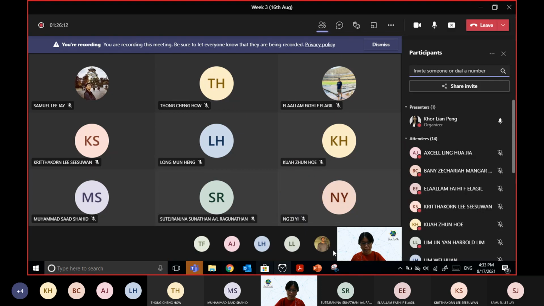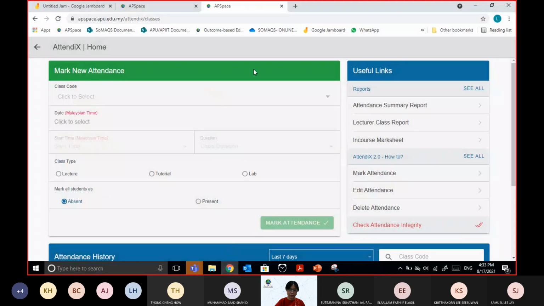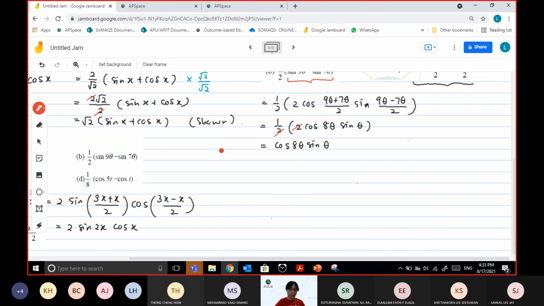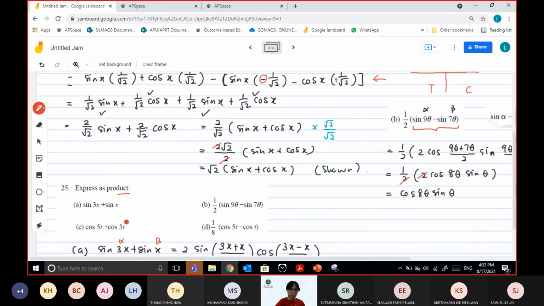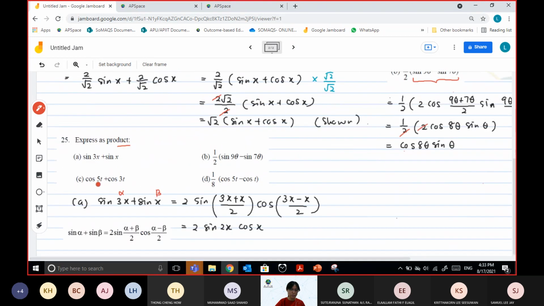Then let us continue. So this one is already done. Can I have another two students to show me the solution for C and D? Or if you can give me the final answer. Okay, questions 25.